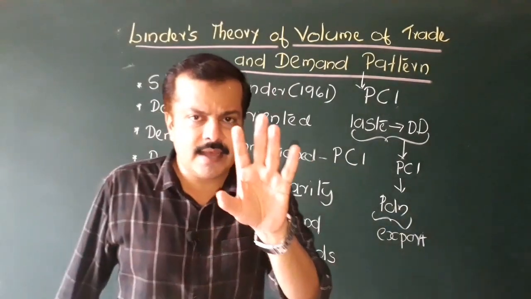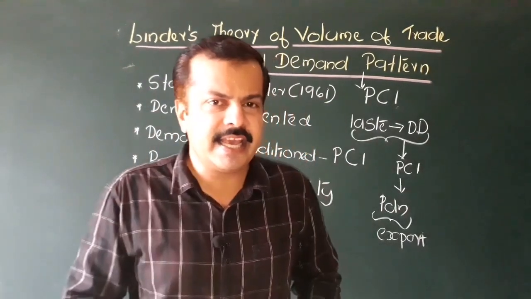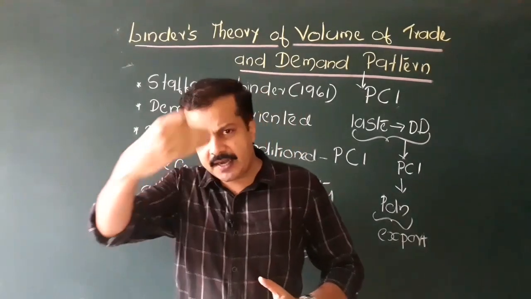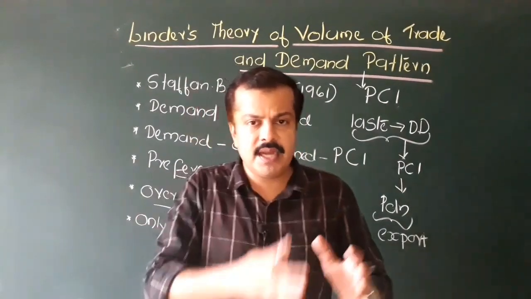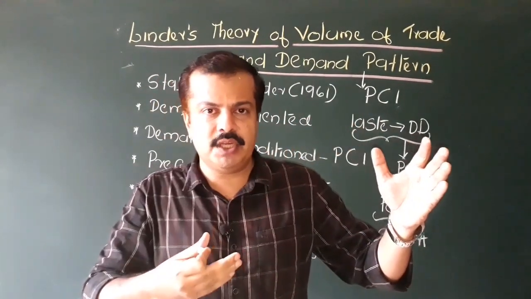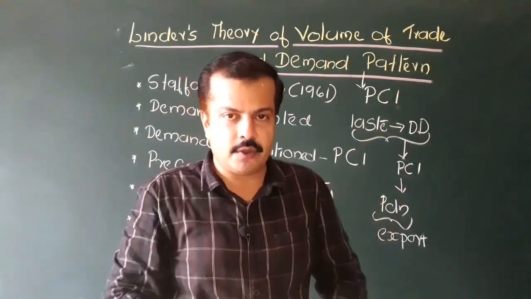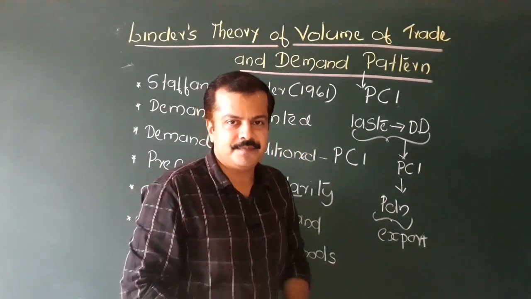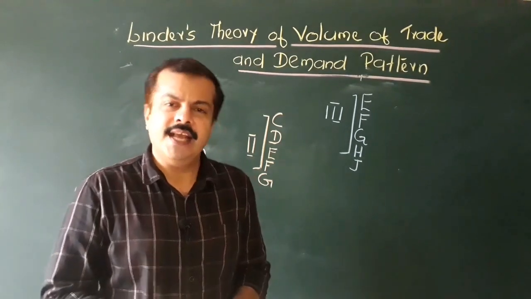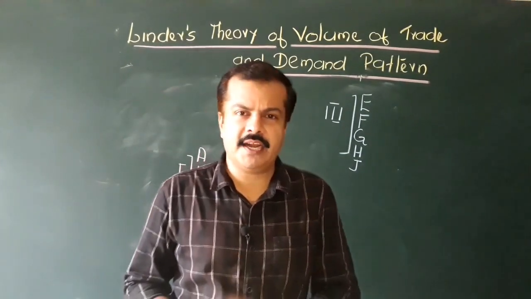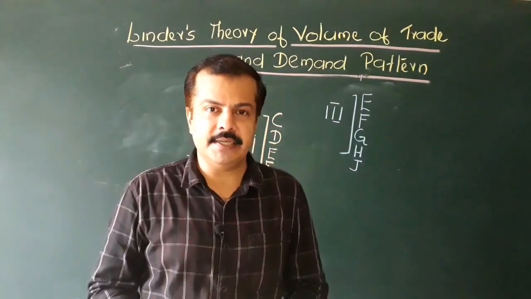Now let us examine Linder's hypothesis using an arbitrary example. We will cite a case of 3 countries having different levels of per capita income, producing a few commodities, and examine how international trade can take place between them. To illustrate Linder's hypothesis, let us take the example of three countries, country 1, 2 and 3, having different levels of per capita income.